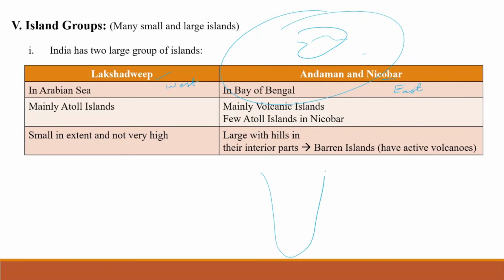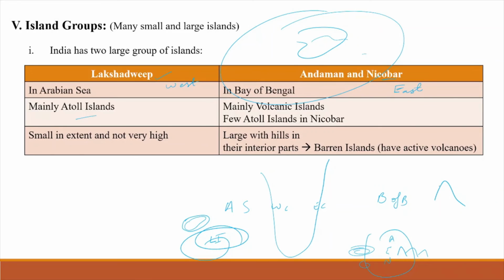Okay. So again, if you see your peninsula, you have your western coast, eastern coast. Here we have Bay of Bengal. Here we have Arabian Sea. This is where your Lakshadweep Islands are present, and over here you have your Andaman and Nicobar Islands. Okay. Now the Lakshadweep Islands are mainly atoll islands. I'll explain what is atoll. Okay. They are mainly atoll islands. Whereas in the Andaman and Nicobar, you have volcanic islands. Okay. And some places you have these atoll islands.